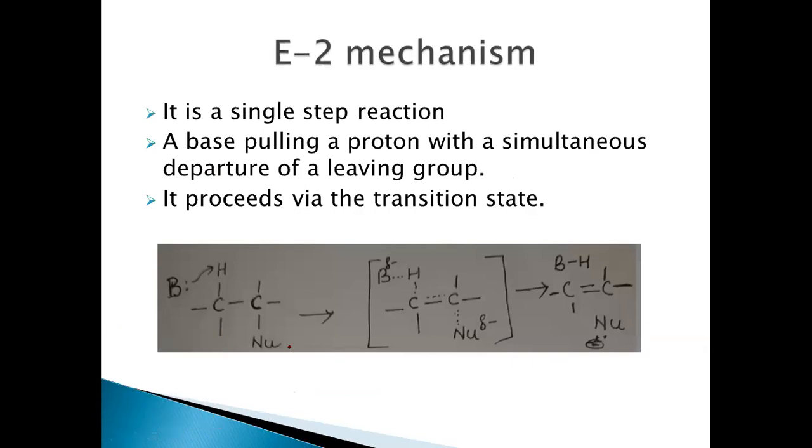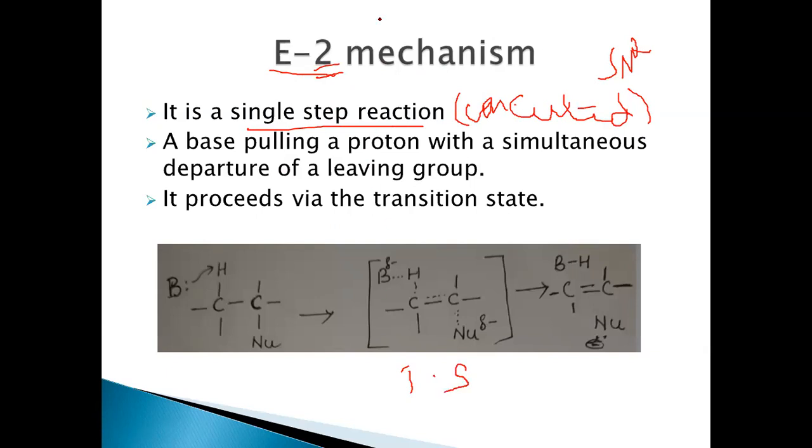When we look at this mechanism, as the name suggests, E2, we have already seen this in SN2, where SN2 is substitution nucleophilic bimolecular. In the same way, E2 means elimination bimolecular. This 2 means two molecules are involved in the rate determining step of the reaction. So this is a single step reaction, that means it's a concerted reaction where the reaction is completed in a single step, with no further steps needed, proceeding through the transition state. So the elimination occurs in a single step.